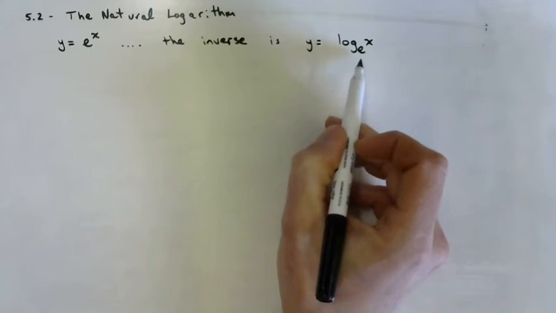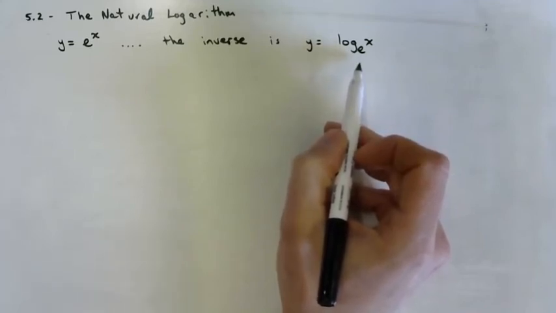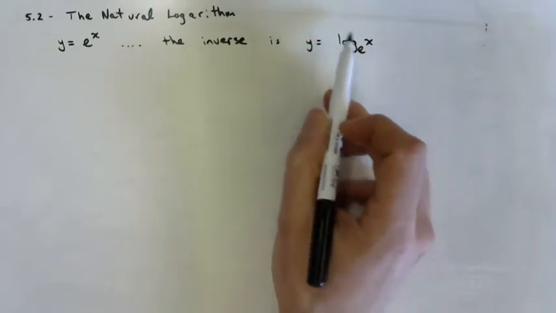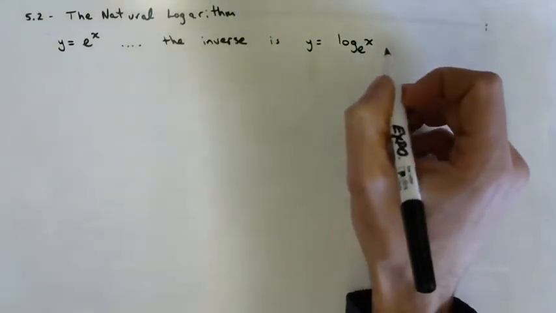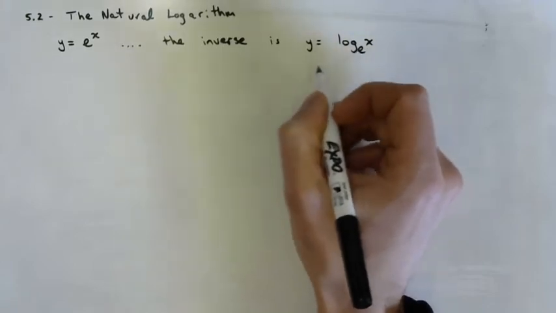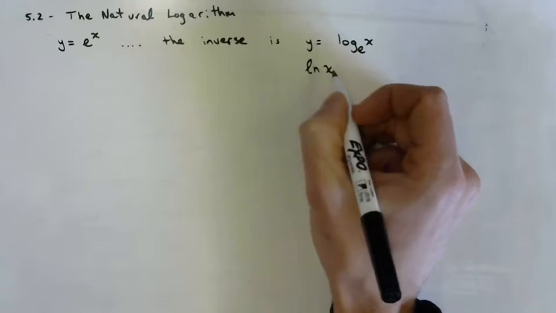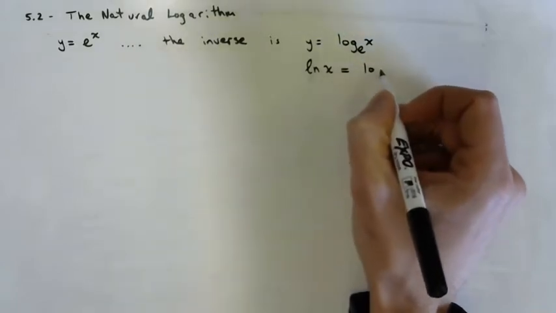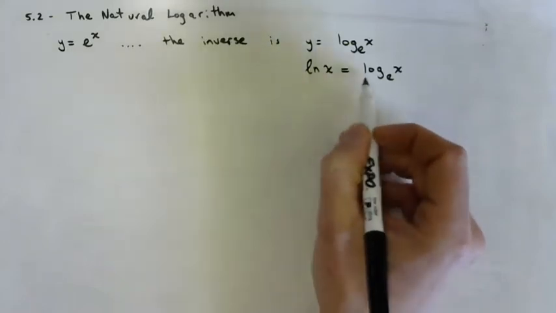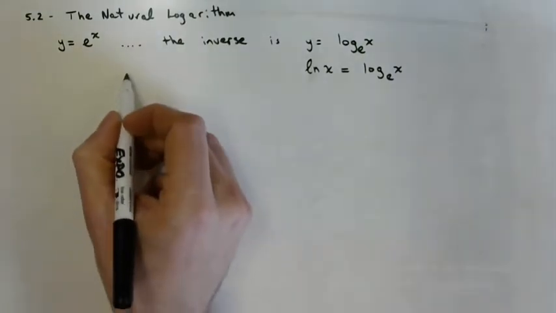Now, because the number e is used so often in real-world applications, and because it's a special value, it actually has its own special log. So the log of x base e is actually denoted as the natural log of x. And so the natural log is a log with a base of e. That's all it is.